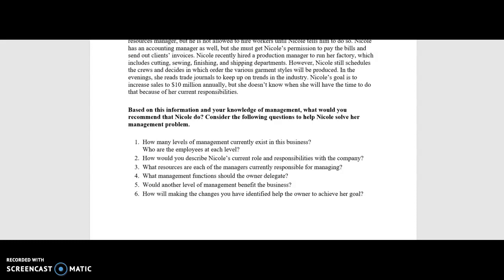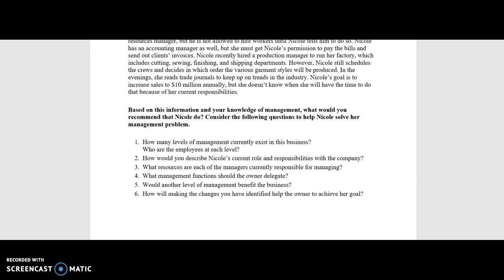Number 3 is what resources are each of the managers currently responsible for? So going back to number 1, you should give me the heads of certain departments that were mentioned. You need to tell me what their responsibilities are supposed to be. Number 4 is what management function should the owner delegate? So what should Nicole give to each manager for their department?